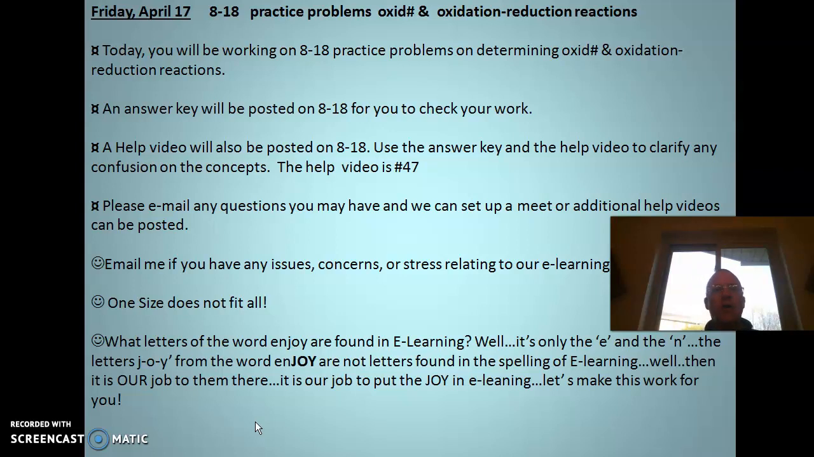Why are the letters J-O-Y from the word enjoy not found in the word e-learning? It's because it is our job as teachers to put the joy in e-learning.